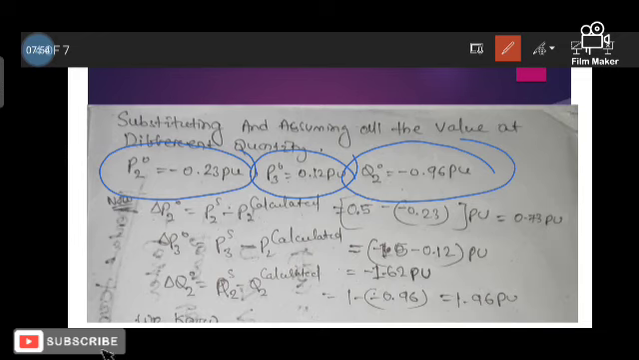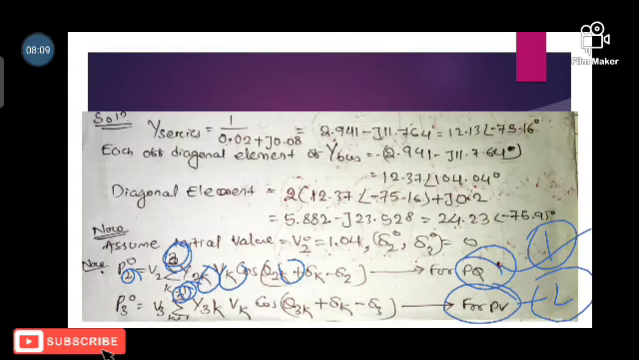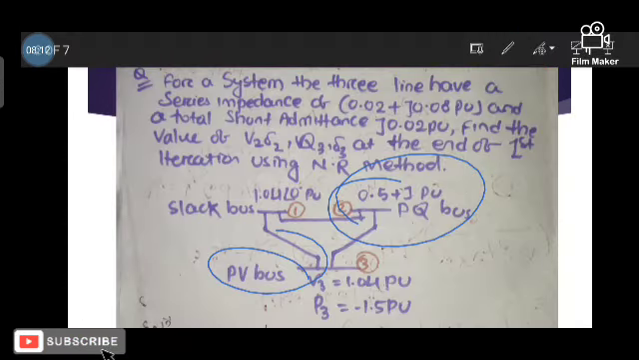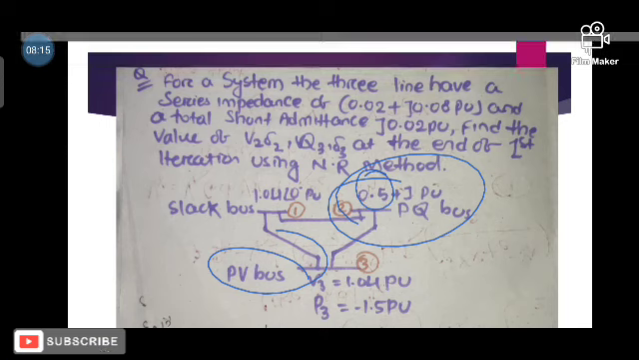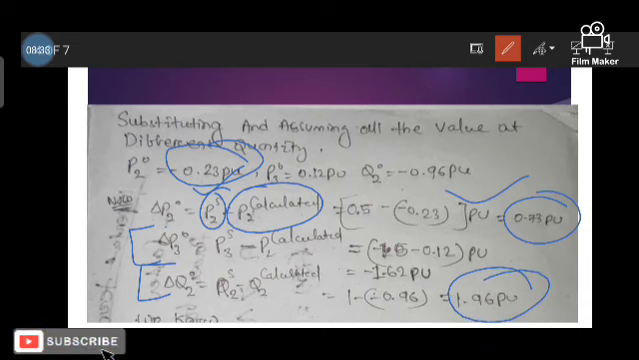0.96 per unit. So we know the line power is P scheduled minus P calculated, or P specified minus P calculated. Here in bus number 2, the specified value is what? Active power, that is 0.5, and the calculated value is minus 0.23. After putting this, we will get minus 0.73 per unit. Like that for bus number 3, active power and reactive power at bus number 2 will form 1.96 per unit.